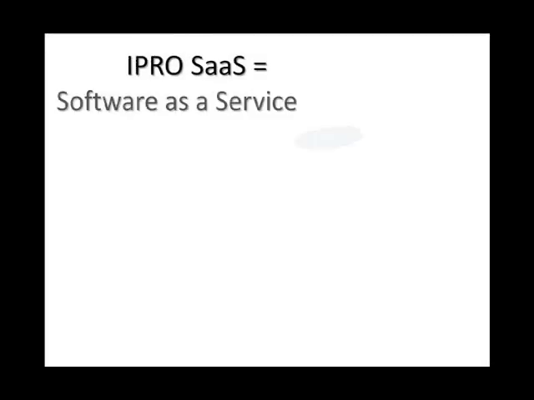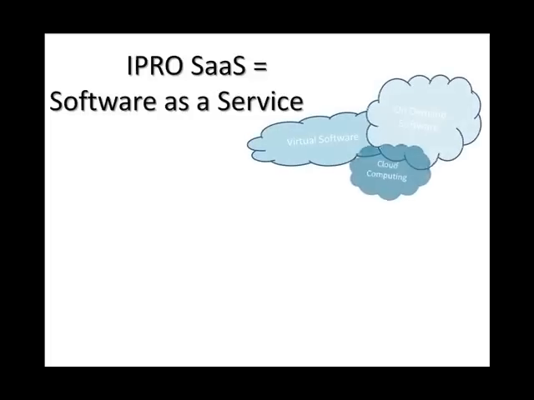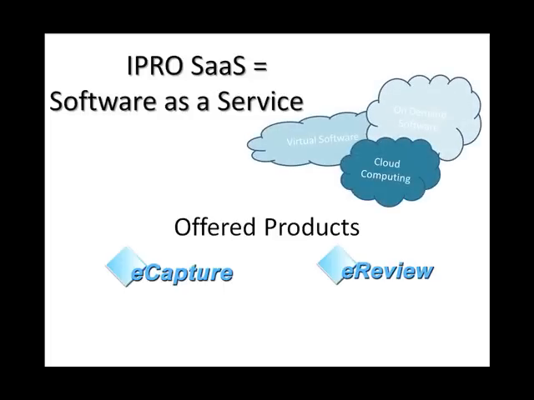IPRO SaaS is a software as a service solution currently offering the IPRO eCapture and eReview applications. Through a web portal, you can log in and access the software applications within a secure hosted environment, completely eliminating the need for hardware infrastructure to support the software. It can be used on demand as a project comes up, or you can use it as a long-term solution, replacing a typical on-site software implementation of our apps.